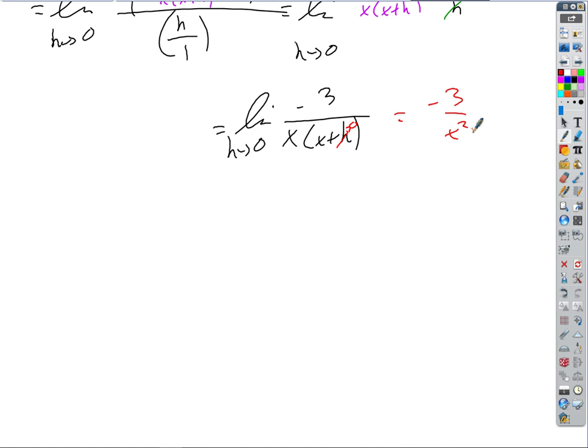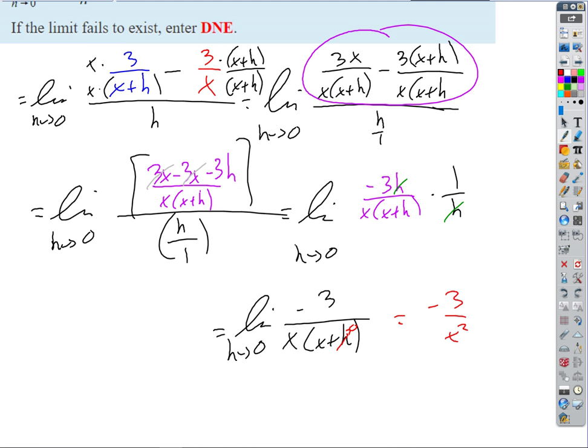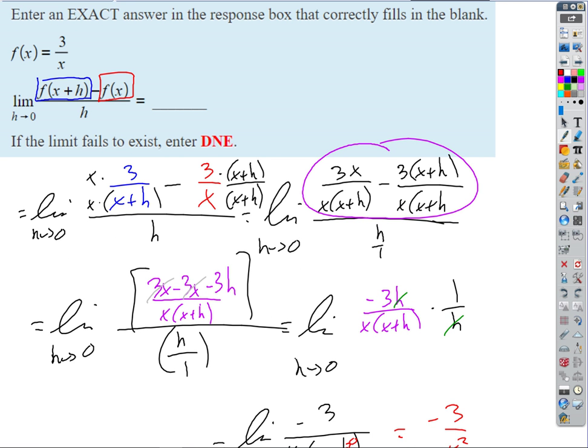Okay? Makes sense. It's weird that you get variables in your answer, but that's okay. We should expect that, because when we evaluate this limit, the only thing we're going to replace is the h. Any other variable in there is just going to stay.